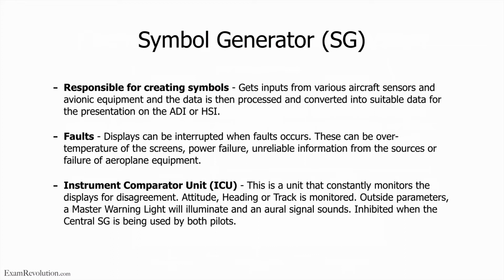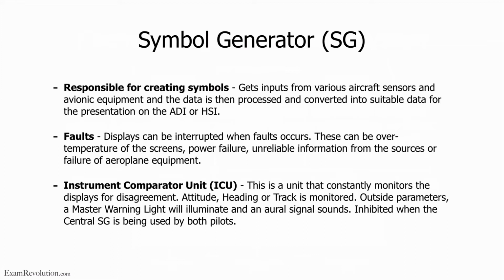Now, we also have what we call an instrument comparator unit, or ICU. It's not the place that you go to when you've had an accident. This is a different ICU. So this is a unit that constantly monitors the display for disagreement. Okay, so it's a comparator unit, right? The word gives it away. So it compares the left screens and the right screens. So what is compared? Well, attitude is compared, and then heading or track is also compared.